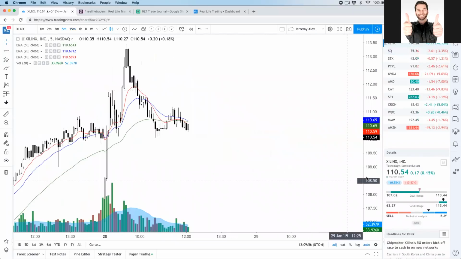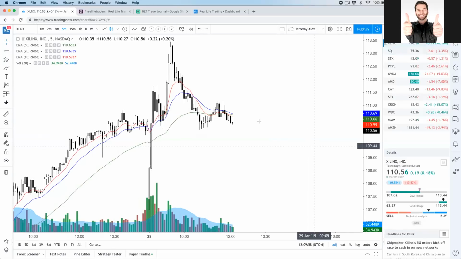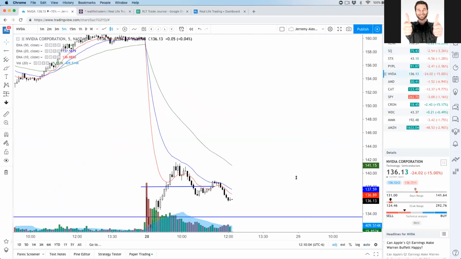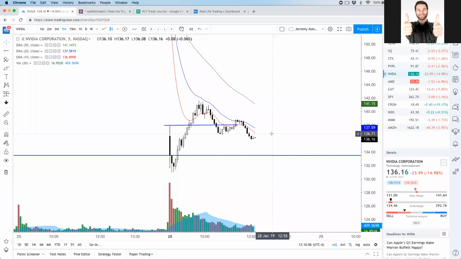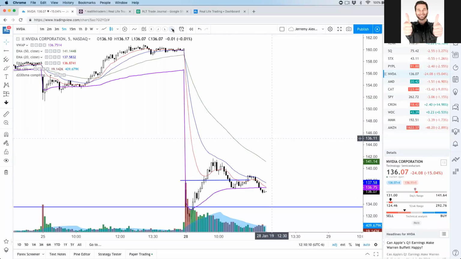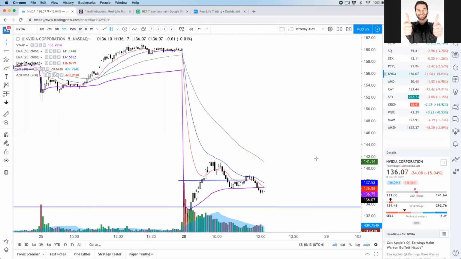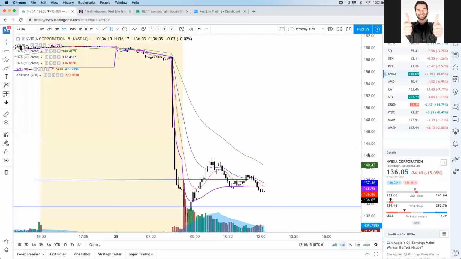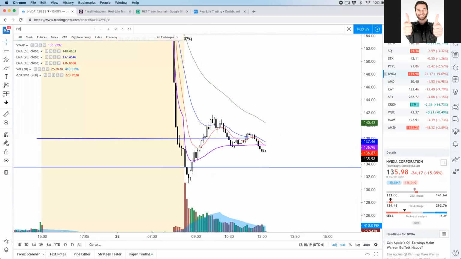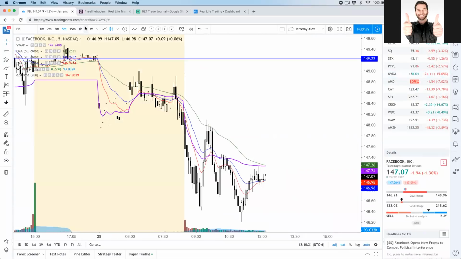And again, XLNX, we still could play it. I just wanted to get in a little bit higher or a little bit of a different setup than it was. So NVIDIA also has kind of made that little double top. You're posting a super small white candle. For those of you who look at the VWAP, we're below the VWAP. And if you turn the extended hours on, you know, there's your moving averages. So there's a little bit of weakness there. Here's Facebook.